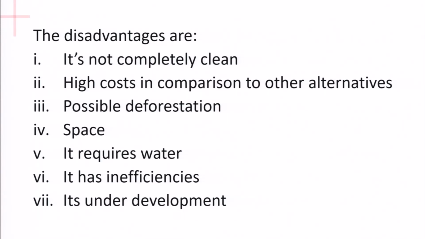However, it has its own disadvantages. It is not completely clean because waste is still waste, and there is a high cost involved in comparison to other alternatives because there is a huge quantity of waste available all over the place. So gathering the waste and segregating the waste involves costs. There is possible deforestation, and a lot of space is required wherever wastes are collected, dumped and segregated. It requires water, it has its own inefficiencies, and newer, more efficient technologies are under development.